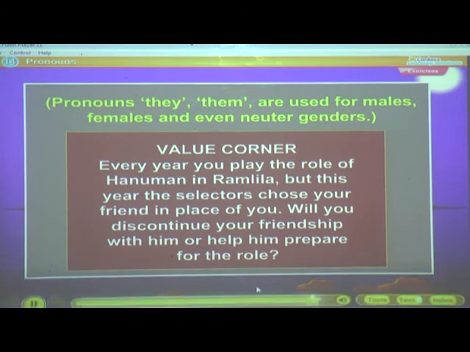Value corner. Every year you play the role of Hanuman in Vandana, but this year the selectors chose your friend in place of you. Will you discontinue your friendship with him or help him prepare for the role?